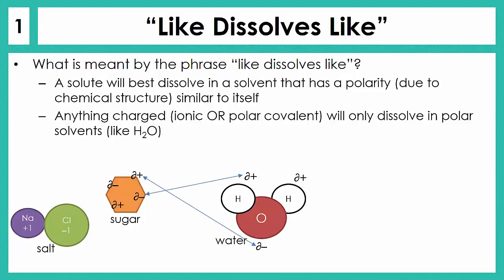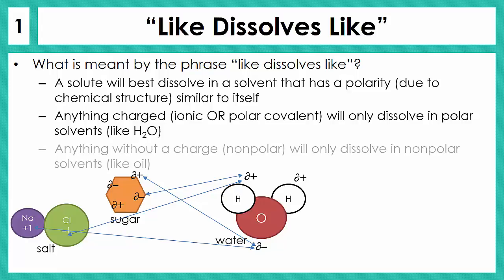So the positive regions on sugar can interact with the negative regions on water and vice versa, so that sugar will dissolve in water. If we look at salt, salt is made up of the sodium ion, which is positive, and the chloride anion, which is negative, and those can interact with the regions on water.